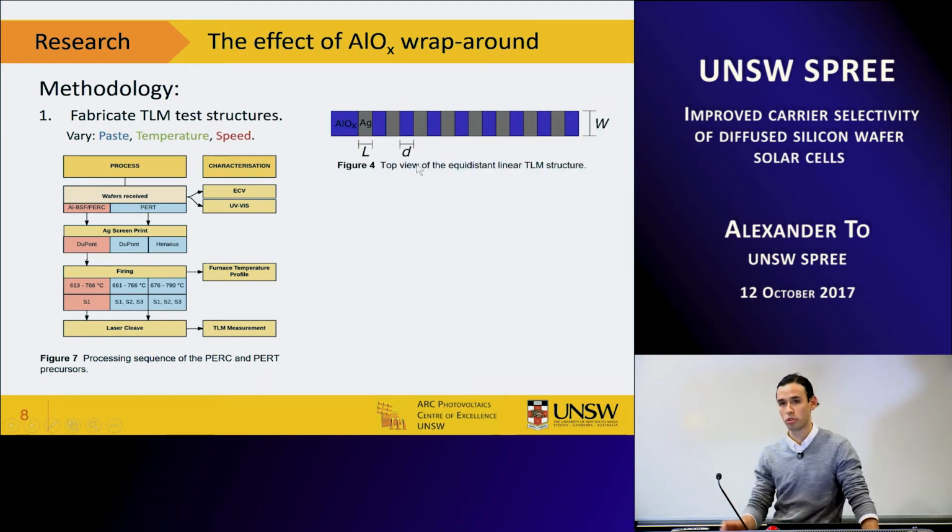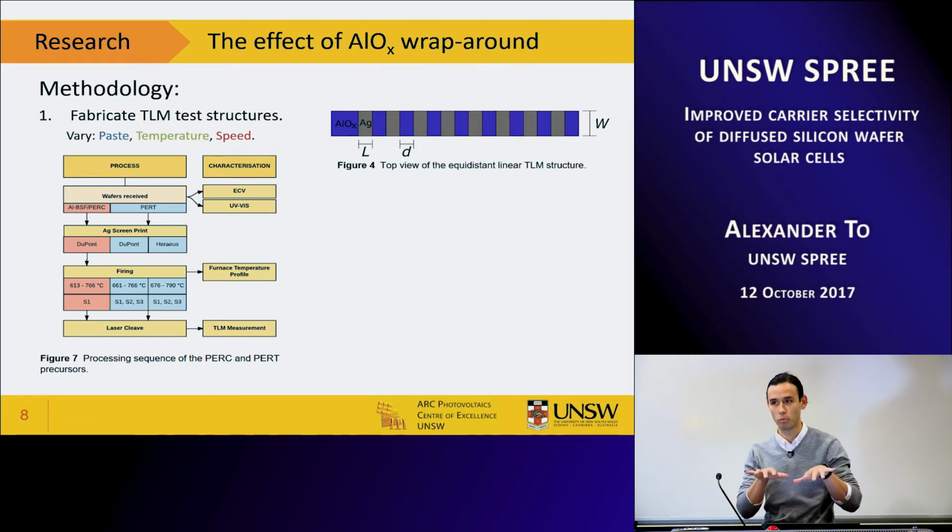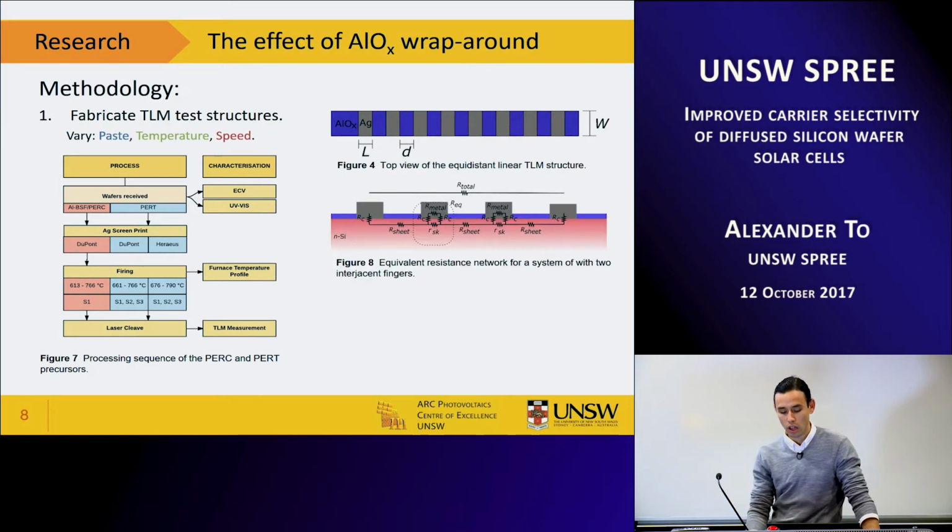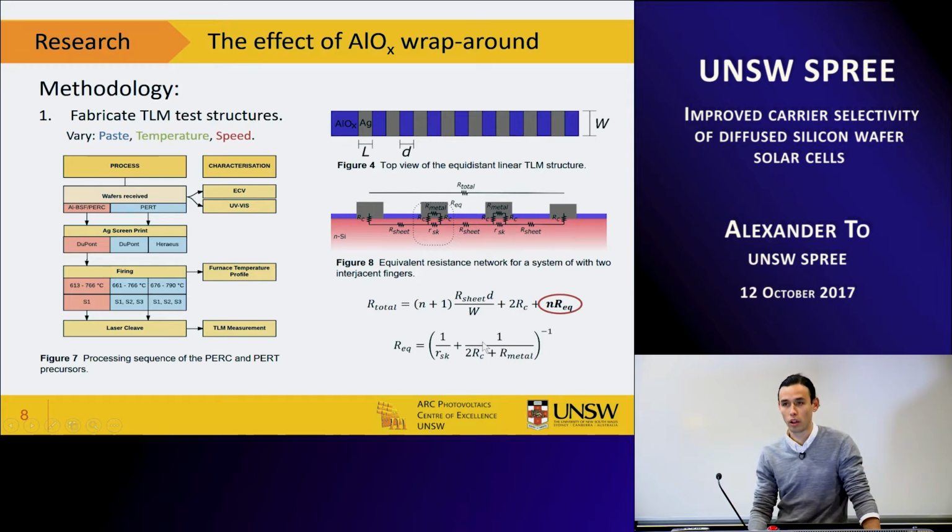Those of you who've worked up in 2, 3, 4 know the tool that we use to probe the fingers. It's an equidistant linear TLM structure, and there's an equivalent sort of resistance network where you probe across interjacent fingers. And I'll talk more about the error involved and exactly how you get the measurement out, but for now just bear with me, that's what we did.